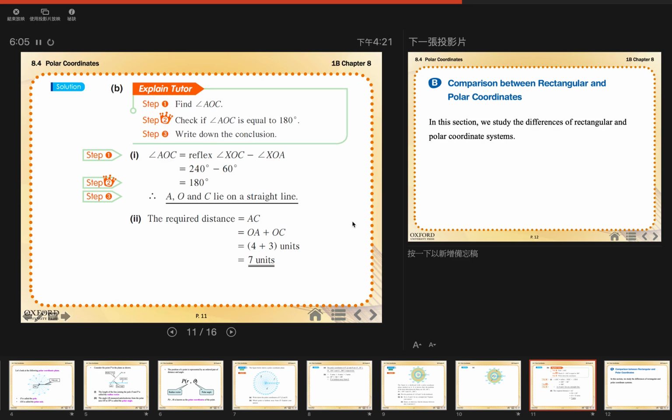And I think for this example, you can learn some more about using the polar coordinate to calculate some angles or some lengths. So you may study this example again to try to understand it. And for the rest of the slides, I think you can read them by yourself. I may not explain here because the rest of the slides are just the comparison between the rectangular coordinate system and the polar coordinate system. You can read by yourself.